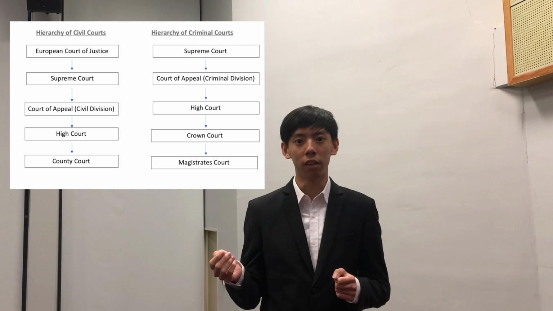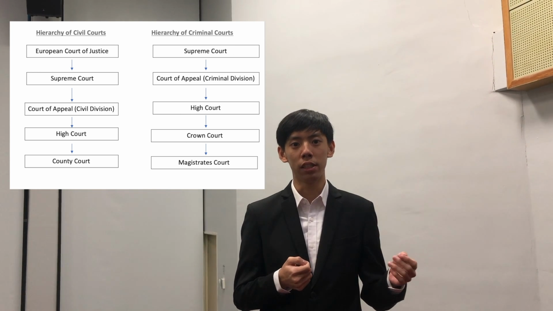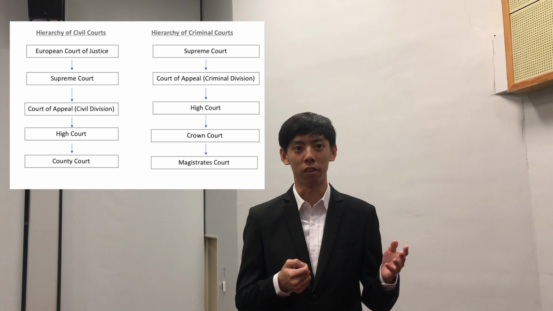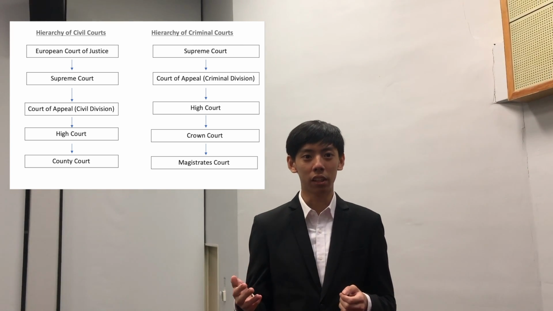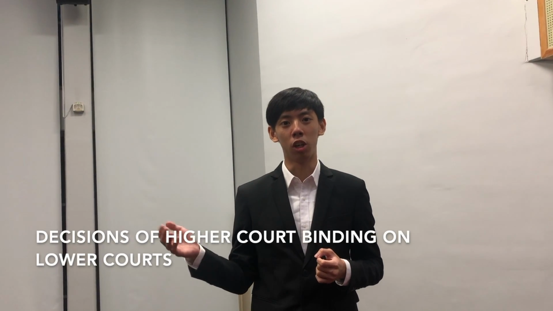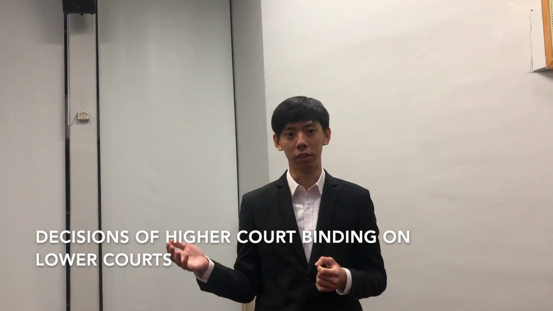As for the hierarchy of the criminal courts, the Supreme Court is the highest court, followed by the Court of Appeal criminal division, then the High Court, then the Crown Court, and lastly the Magistrates' Court. The magistrates' and the County Court are the lowest courts in the criminal and civil divisions.